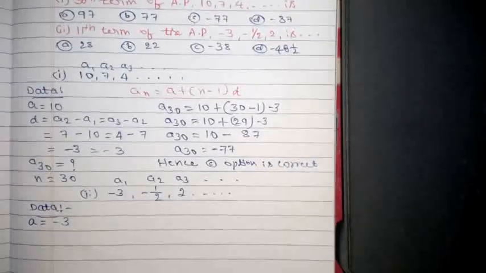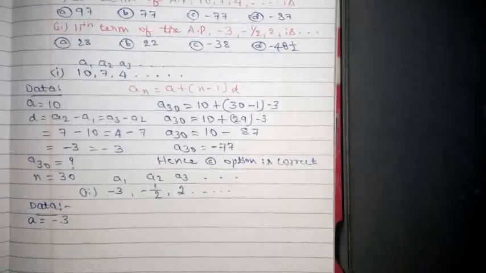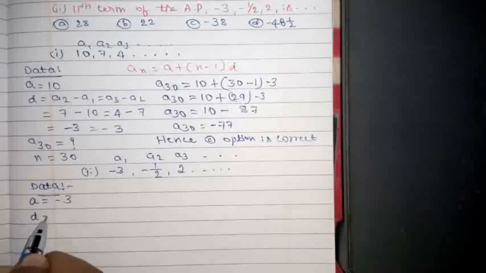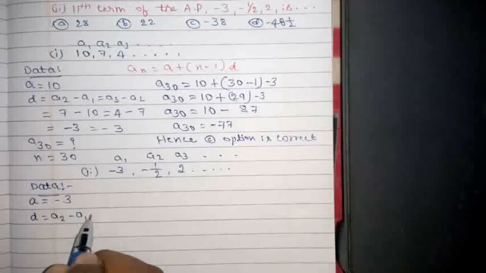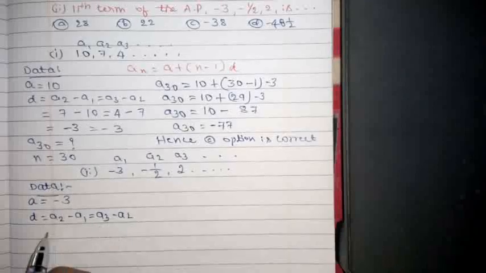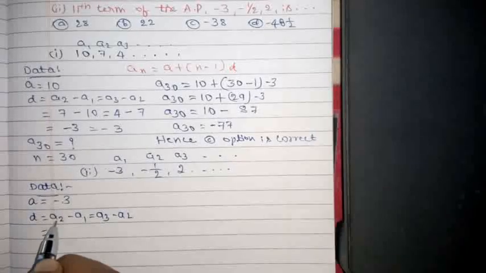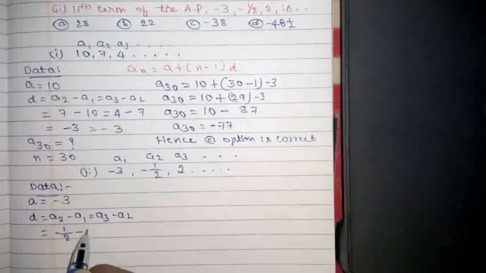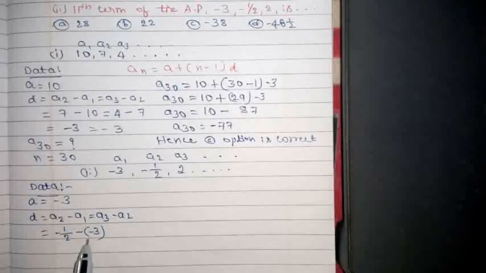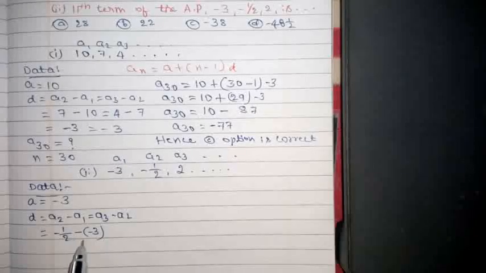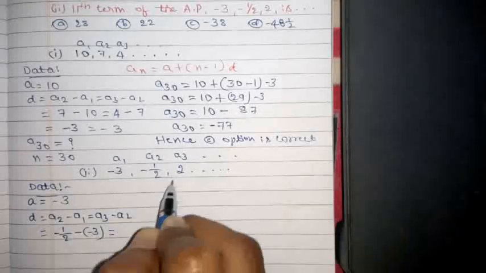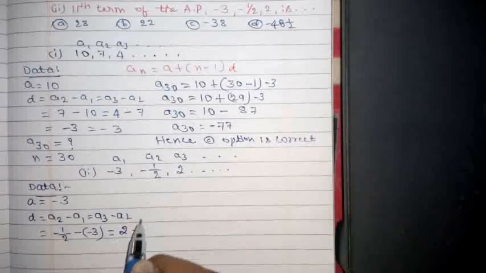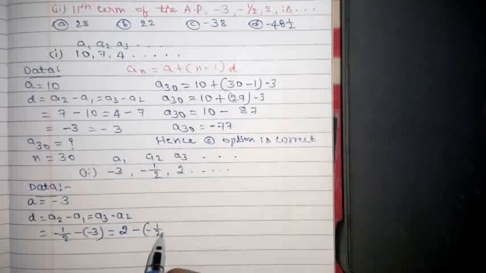The next is, you need to find the common difference. The common difference formula is A2 minus A1 is equal to A3 minus A2. So that's equal to A2, which is minus 1 by 2, minus of A1, which is minus of minus 3. Now here just be careful when you are doing this, because two signs are there. That's equal to A3, which is 2, minus A2, which is minus half. So write it in the bracket.